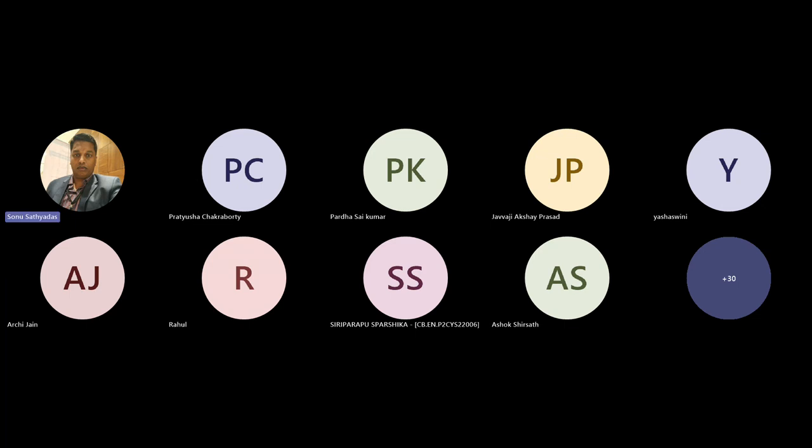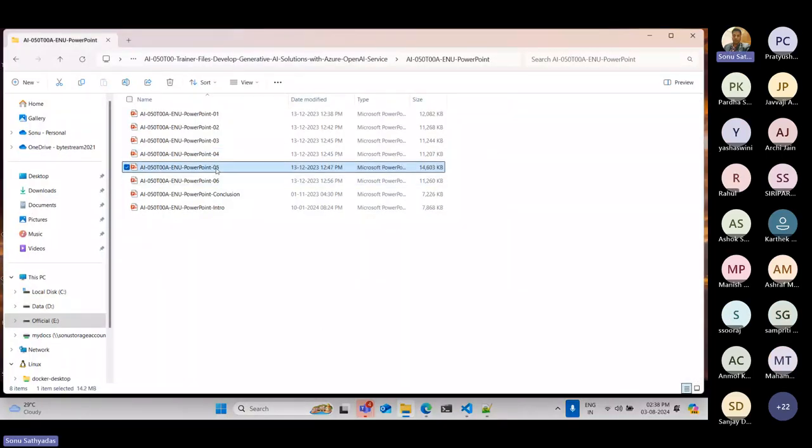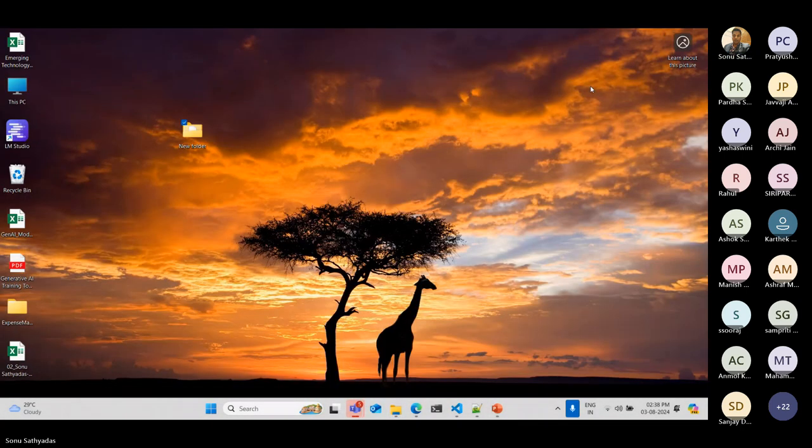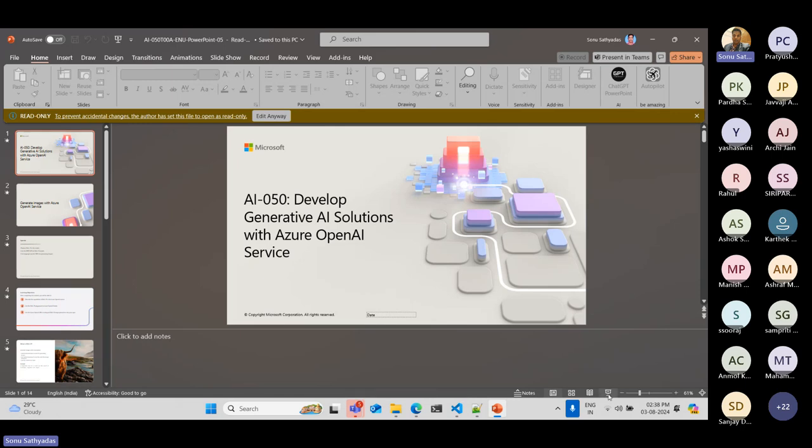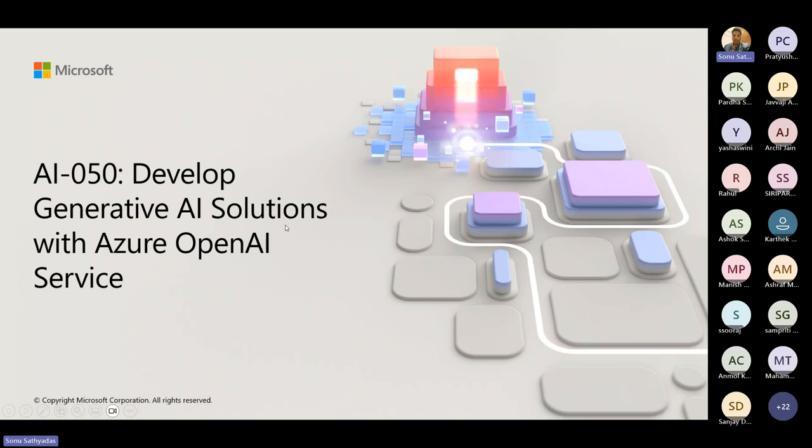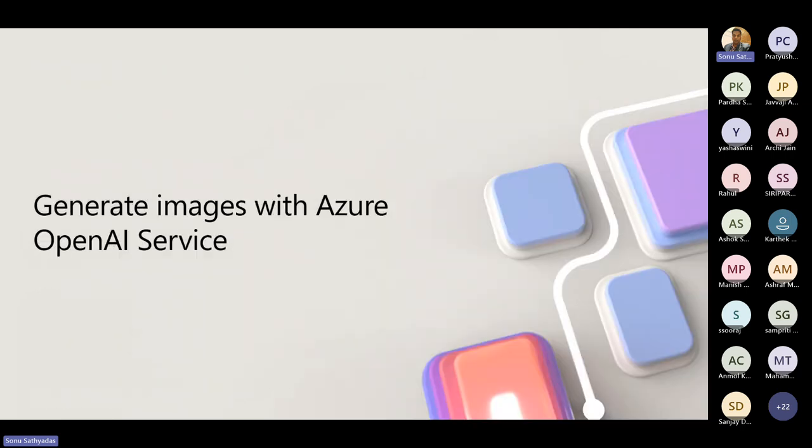Now, let's move to the next module, which is our fifth module. This is again a very small module. In this module, we are trying to understand how to use the DALL-E model for drawing or generating images. If I have to draw an image, we can use the DALL-E 2 or DALL-E 3 models. DALL-E 3 is the efficient model which can generate images in various sizes and various styles.